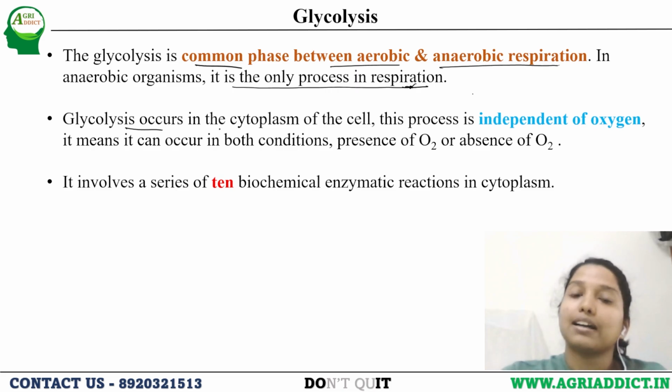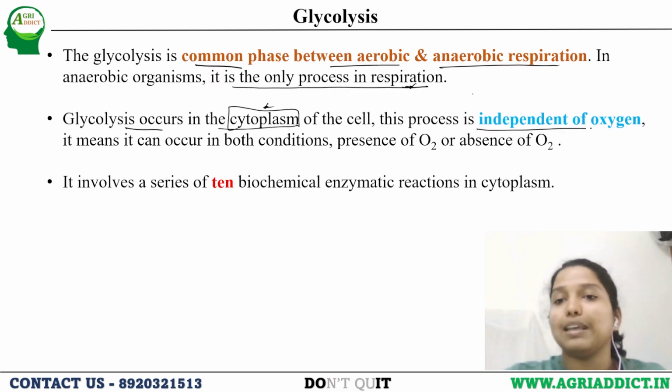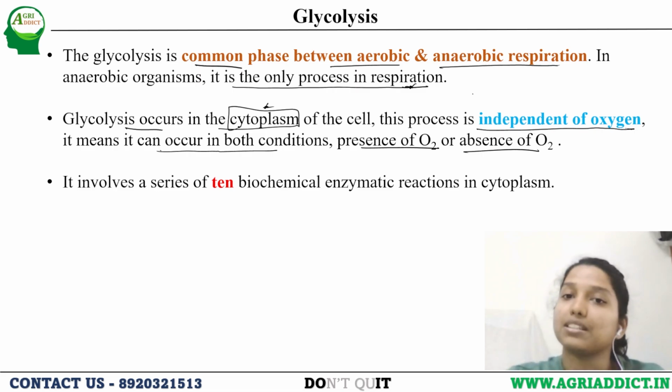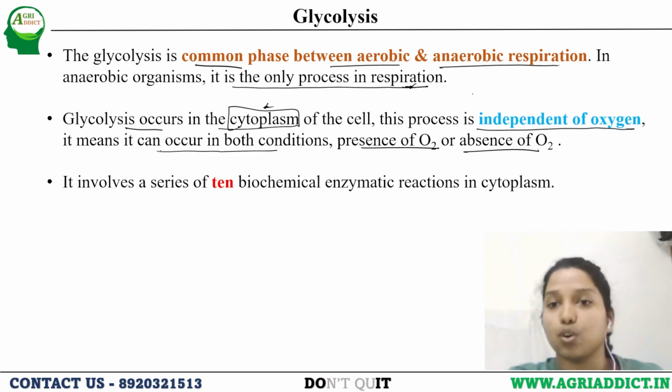The glycolysis occurs in the cytoplasm of the cell. This you have to remember, and this process is independent of oxygen. It means it can occur in both conditions. If the oxygen is present or absent, it doesn't matter. Glycolysis will take place because it takes place in aerobic and anaerobic conditions also.